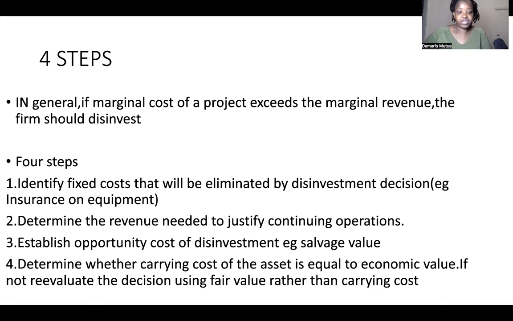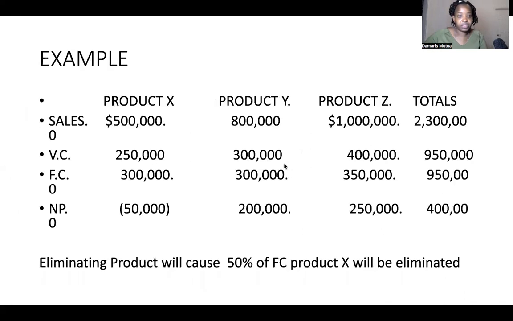So I'm going to be looking at an example. As I said, when you do something practically, you're able to comprehend it more. So it's good that we look at an example to be able to understand exactly what I'm talking about. So I have an example where we're going to be looking at 3 products. This organization has 3 products: product X, product Y, and product Z.